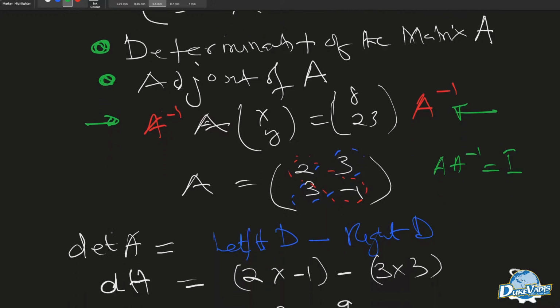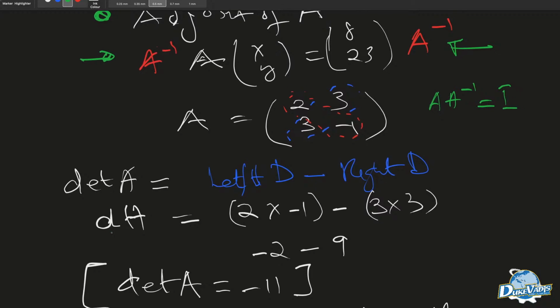Now let's see. A has been given, so we have to find the determinant of this matrix. How do you find the determinant of the matrix? As I rightly said, you multiply the left diagonal and subtract the multiplication of the right diagonal. So the left diagonal is 2 multiplied by negative 1, subtracted from the right diagonal. 2 times negative 1 is negative 2, and consequently we landed on negative 11. That is our determinant.